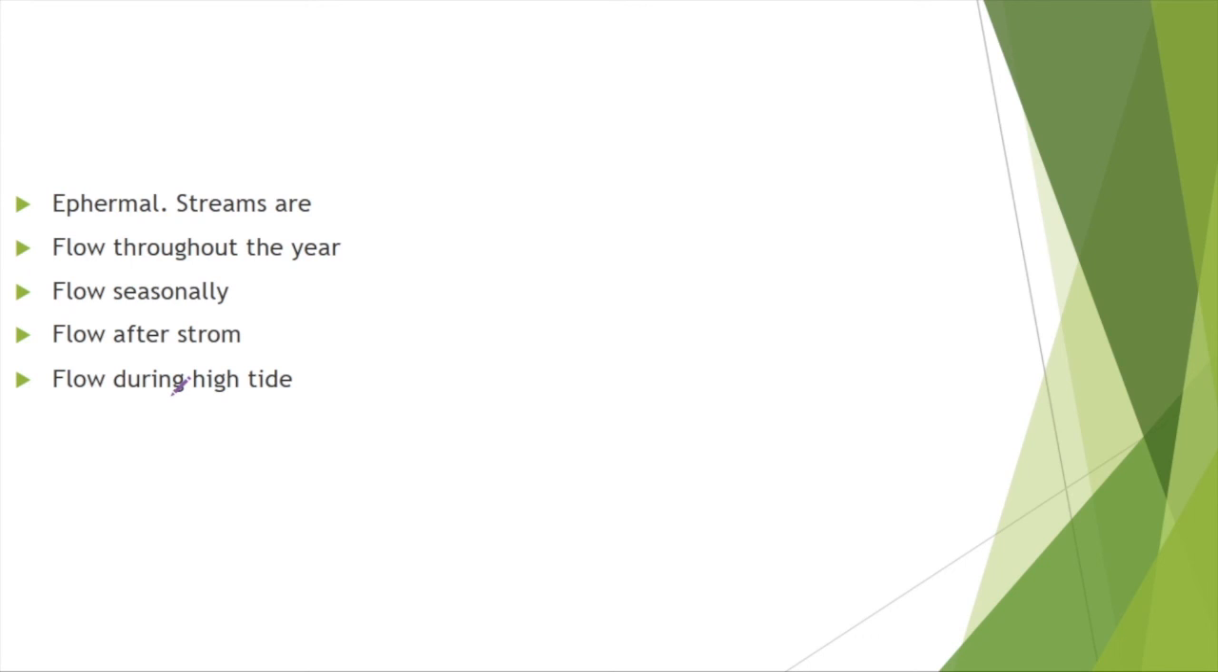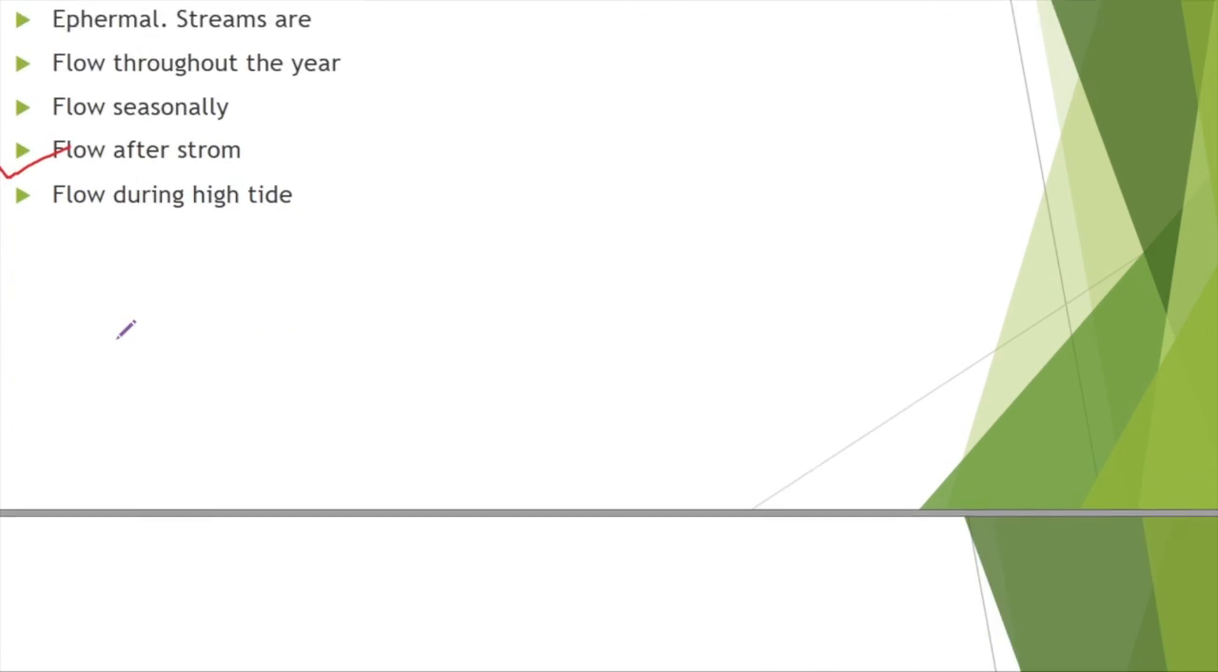Now, what are ephemeral streams? So, ephemeral streams are those streams which flow after the storm. Okay. Now, if we look at the last option, flow during the high tide, these streams are called flood streams. Okay. If we talk about flow seasonally, it is called intermittent streams. And the first one, flow throughout the year, these streams are called perennial streams. So here the right answer is flow after storms.